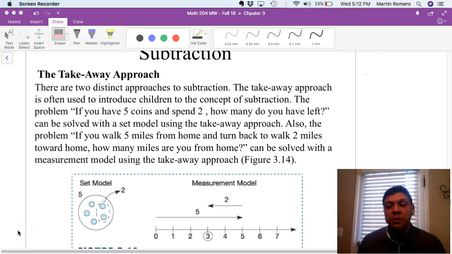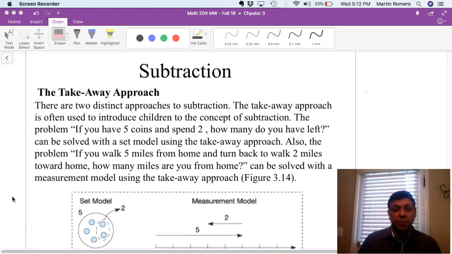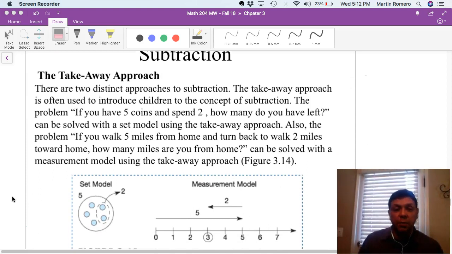Okay, this is part 3 of chapter 3.1. Now we're going to focus on subtraction. And so there's some important ways to think about subtraction. The first way is what we call the takeaway approach.